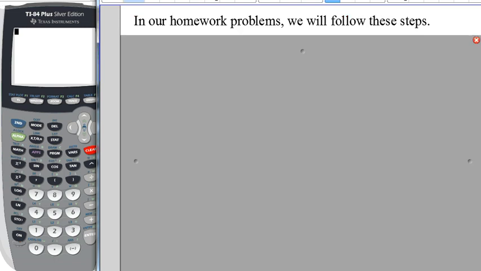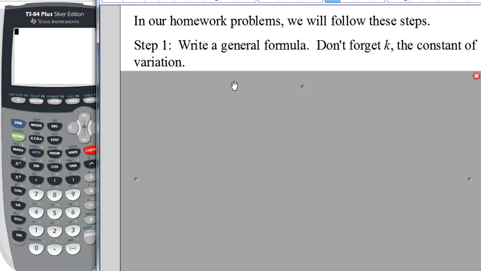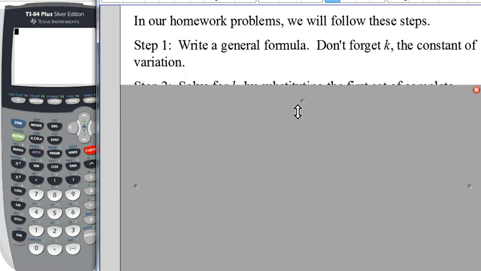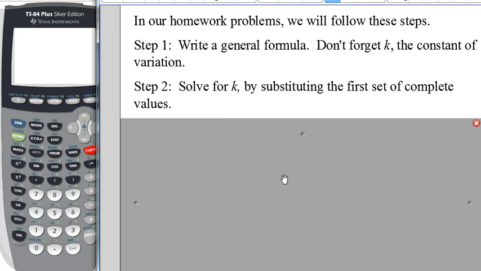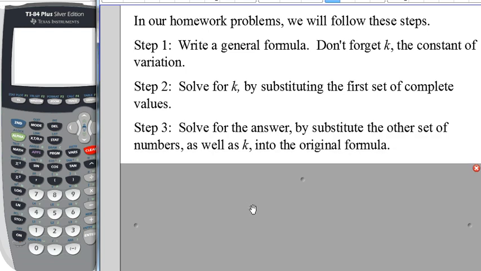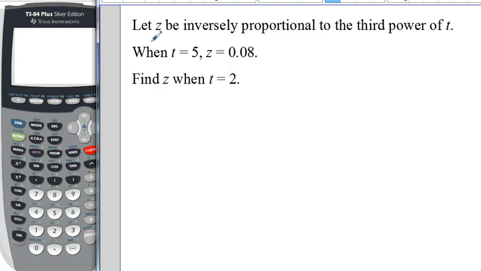Now our homework problems are going to have a lot of word problems, and we're going to have these steps. Our first step is to write the general formula, and we have to make sure we don't forget k. That's what we did on the previous slide. Our next step is to solve for k by substituting the first set of complete values. Once we know k, we can then solve for the answer by using k and the next set of numbers. Let's try an example. Here we're told that z is inversely proportional to the third power of t. Let's get that first step done.